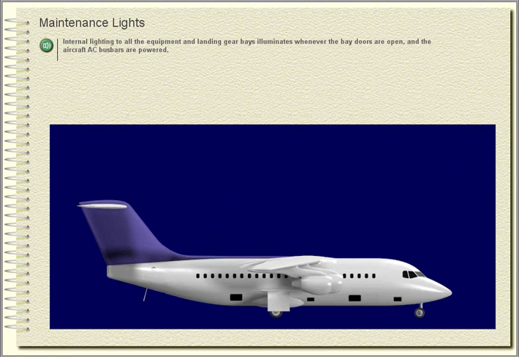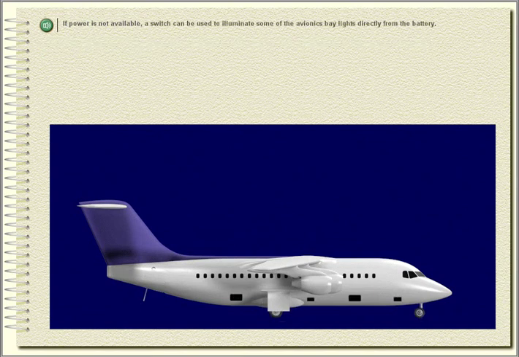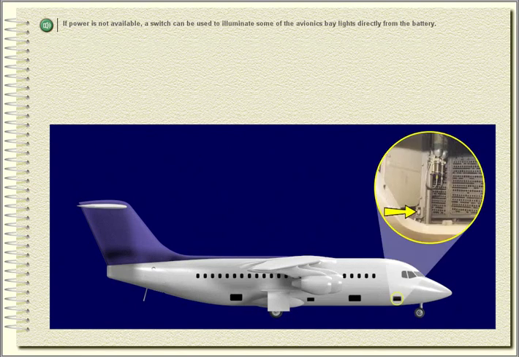Maintenance lights. Internal lighting to all the equipment and landing gear bays illuminates whenever the bay doors are open and the aircraft AC bus bars are powered. If power is not available, a switch can be used to illuminate some of the avionics bay lights directly from the battery.